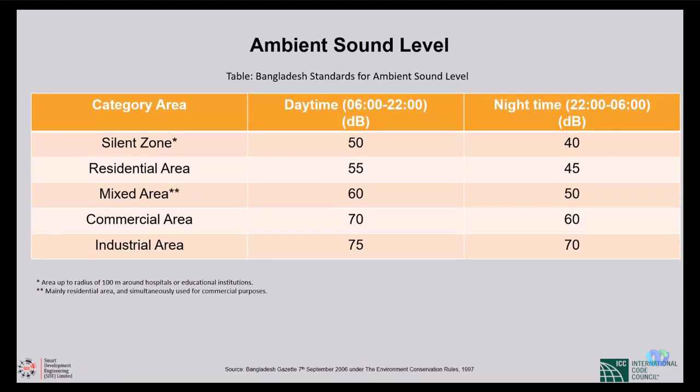Ambient sound level, there are two types of guideline. One is during daytime and one is during nighttime. In a residential area, you have to maintain 55 decibels during daytime, and at night, you have to maintain 45 decibels of sound.